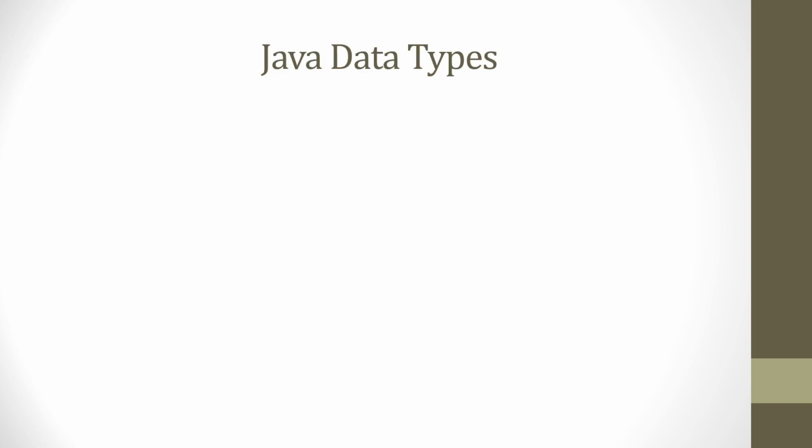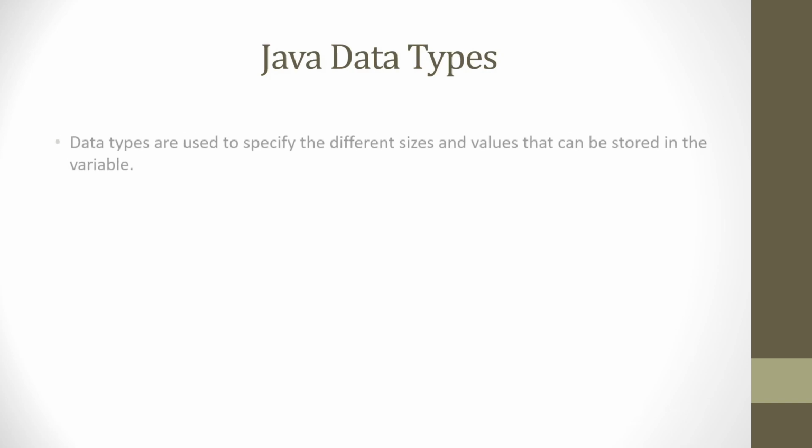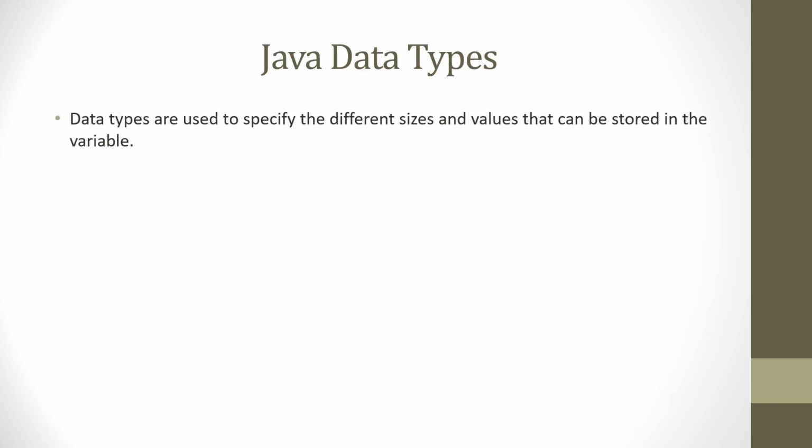So what is the use of data types in Java? Data types in Java specify how the values of a variable get stored in memory. Each variable has a data type that decides what type of value the variable will hold. Data types are used to specify the different sizes and values that can be stored in the variable.